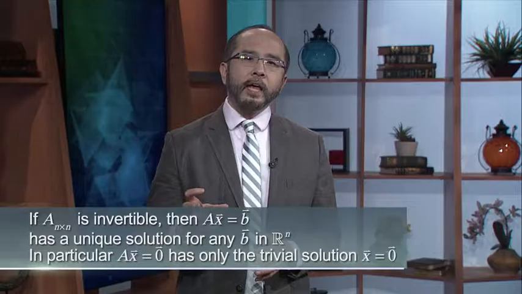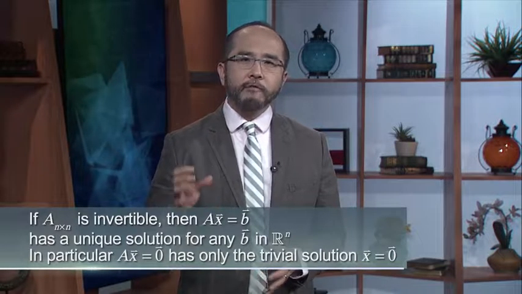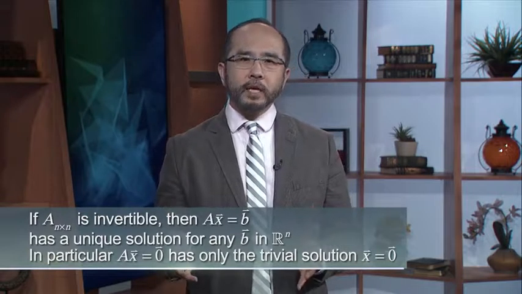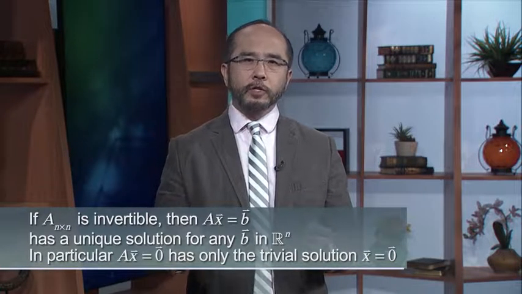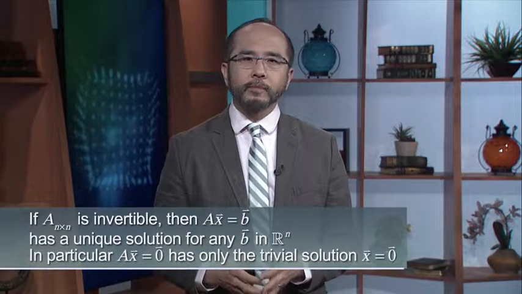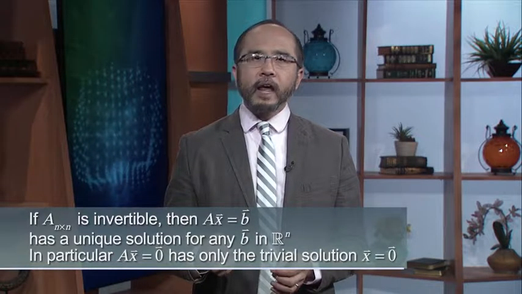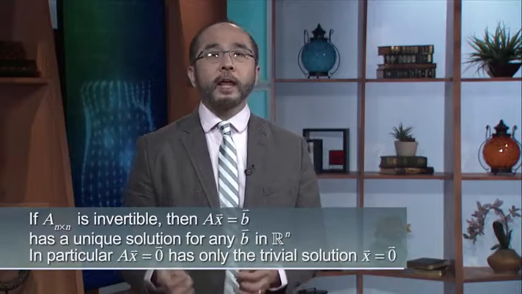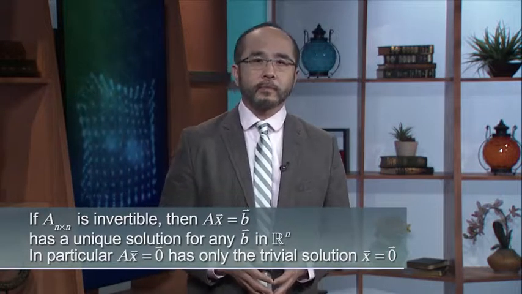If an n by n matrix A is invertible, then the matrix equation AX equals B has a unique solution for any B in Rn. And in particular, AX equals 0 has only the trivial solution X equals 0. Soon, we'll see even more conditions that are connected to a matrix being invertible.